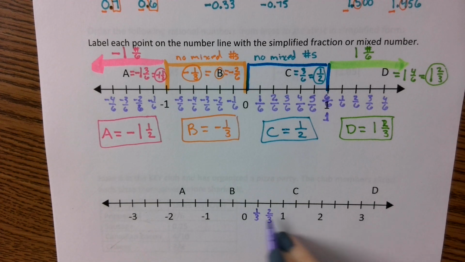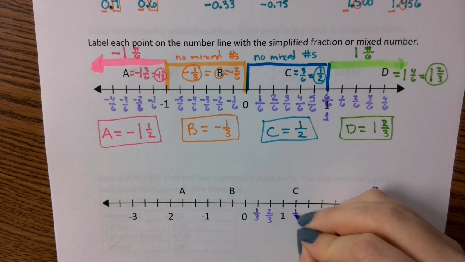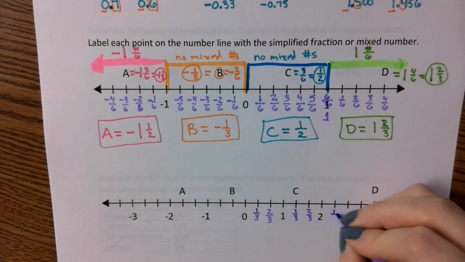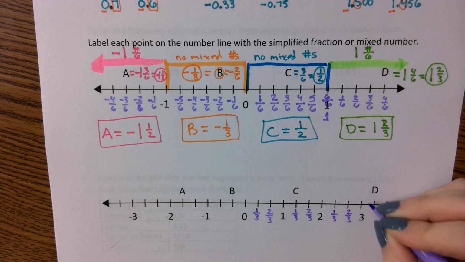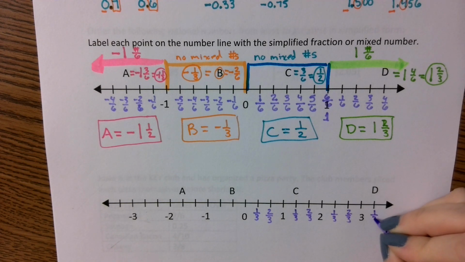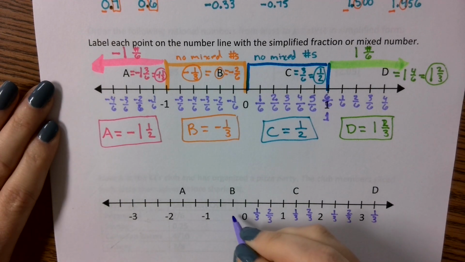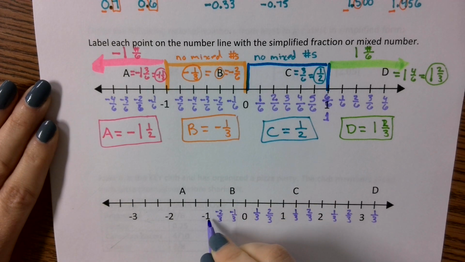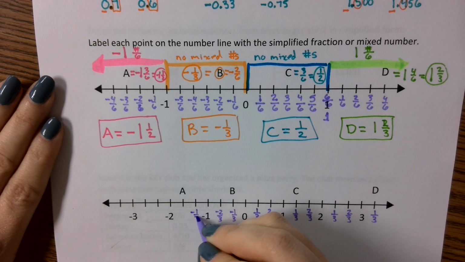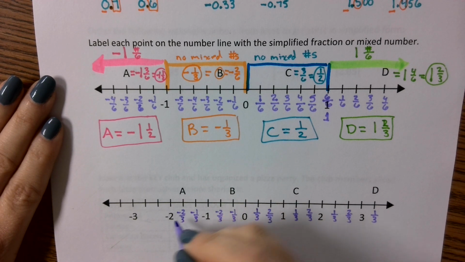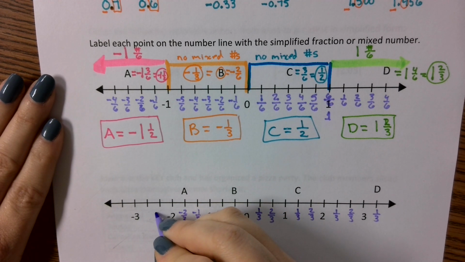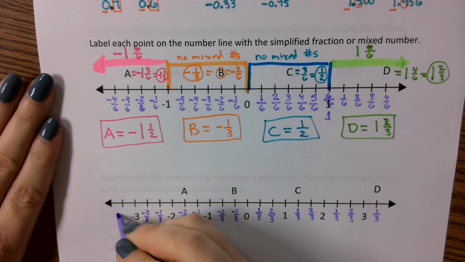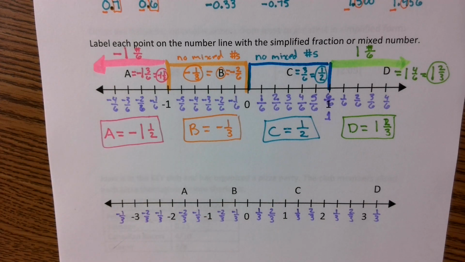3/3 is going to equal 1 whole. And then it's going to start again. We're going to have 1/3 and 2/3. And then we get to 2 whole. Then we've got 1/3 and 2/3. Then we get to 3 whole, and so on and so forth. And then working backwards, you have the negatives. -1/3, -2/3, -1 whole. -1/3, -2/3, -2 whole. -1/3, -2/3, -3 whole. And then -1/3 again.